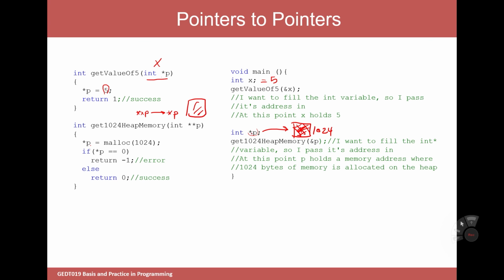This pointer was not initialized. This pointer pointed to nothing. But after I call this function, now the pointer is pointing to some location in the memory. Okay, so we can use the double pointer to initialize the pointer. So this is just one example of the double pointer.